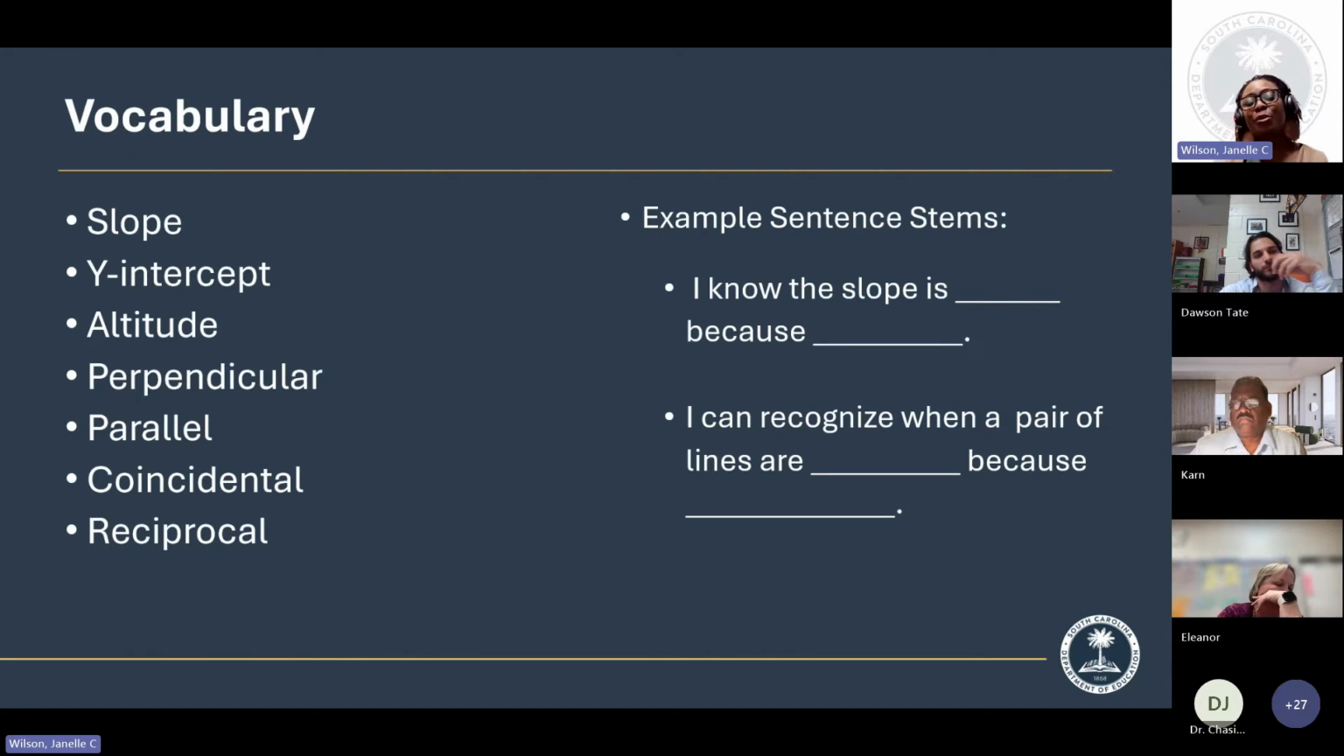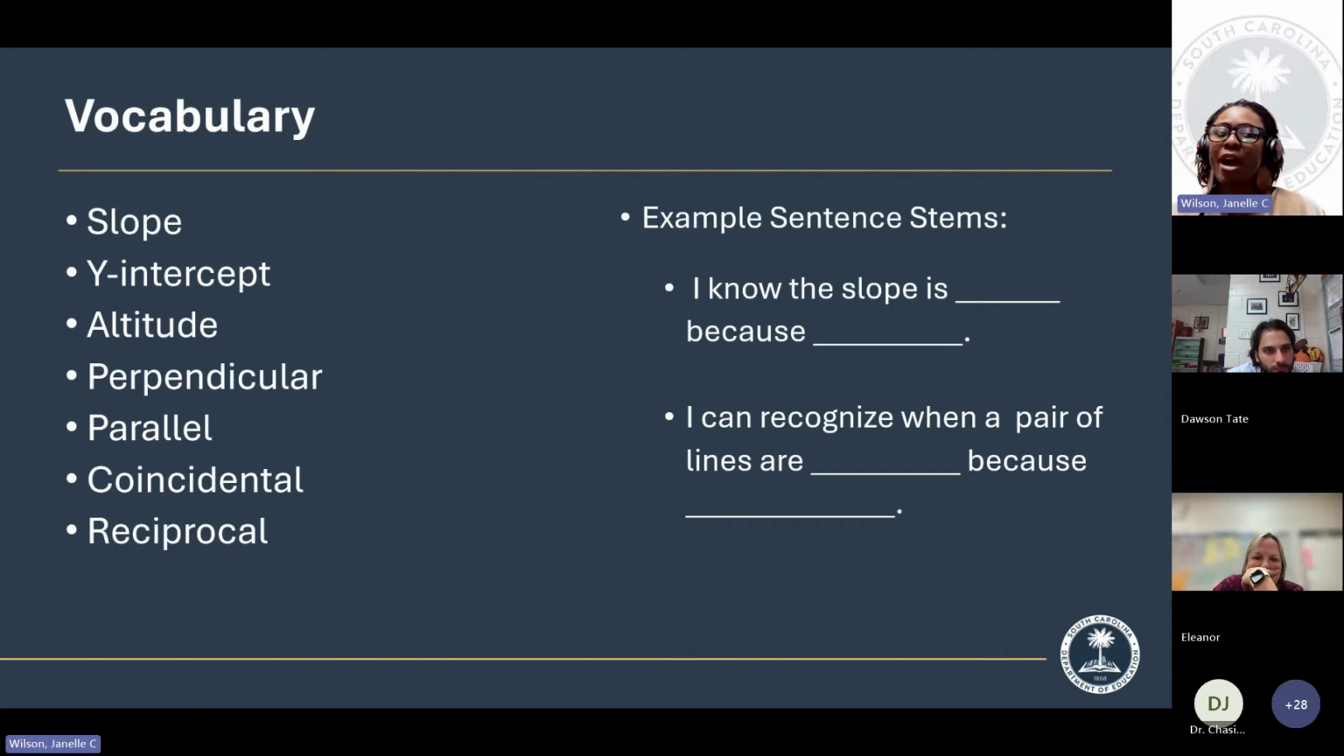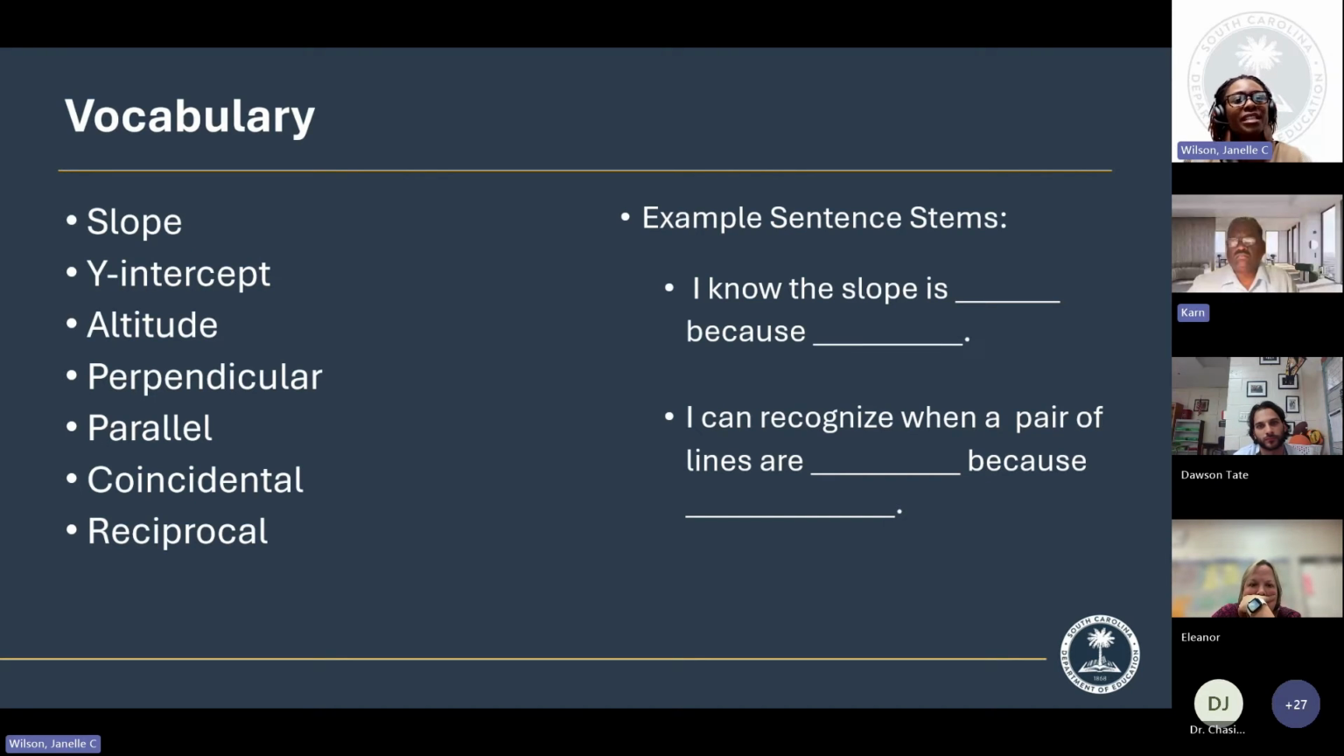Okay, some vocabulary that we're going to see with this indicator is slope. We have y-intercept, altitude, perpendicular, parallel, coincidental, and reciprocal. So in teaching vocabulary, there are several ways that it can be taught within a lesson. An example is the use of sentence stems. So one example of a sentence stem is, I know the slope is blank because blank.